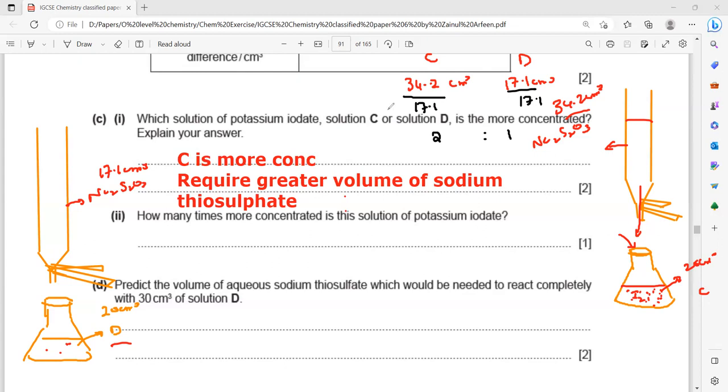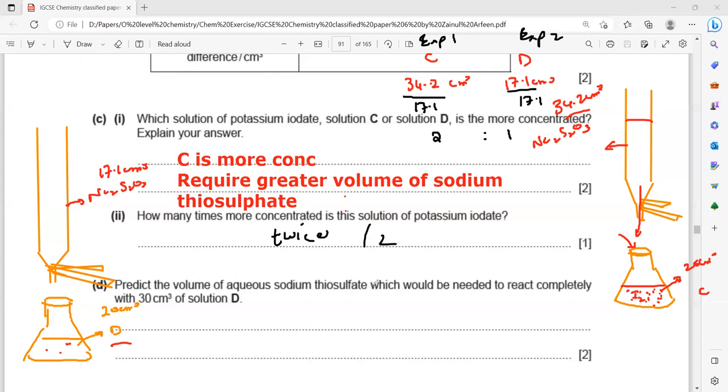You can mention that C was experiment one and D was experiment two. So the ratio you will mention for experiment one to experiment two is 2 to 1. If you mention 1 to 2, then it will be wrong, because then the ratio will be different. The ratio of experiment one to experiment two is 2 to 1. That's why. So how many times is it more concentrated? You will mention twice or two times.